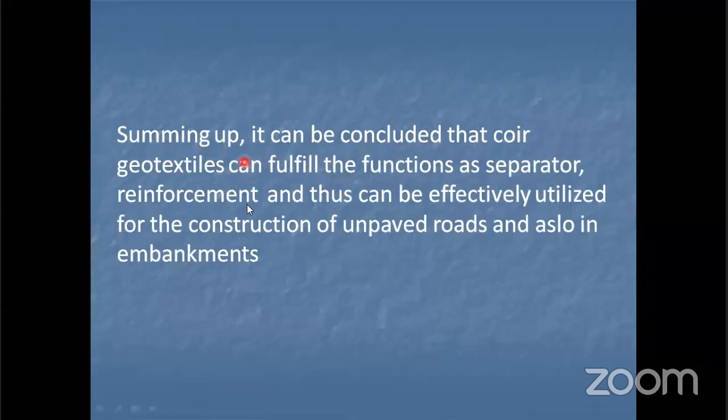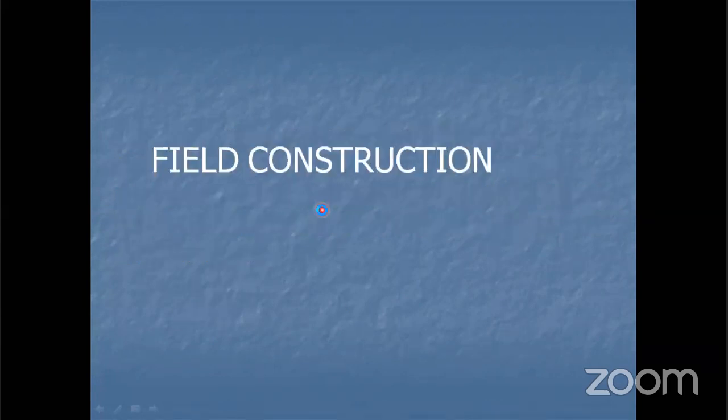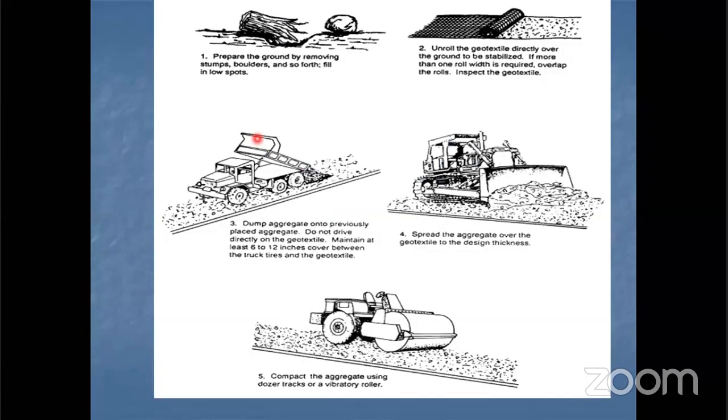So, summing up, it can be concluded that coir geotextile can fulfill the functions of separator and reinforcement, and thus can be effectively utilized for the construction of unpaved roads and also in embankments. The other functions we have also checked, but due to time limitations we are not going into that. Now coming to the field construction, these are the different steps we normally follow.